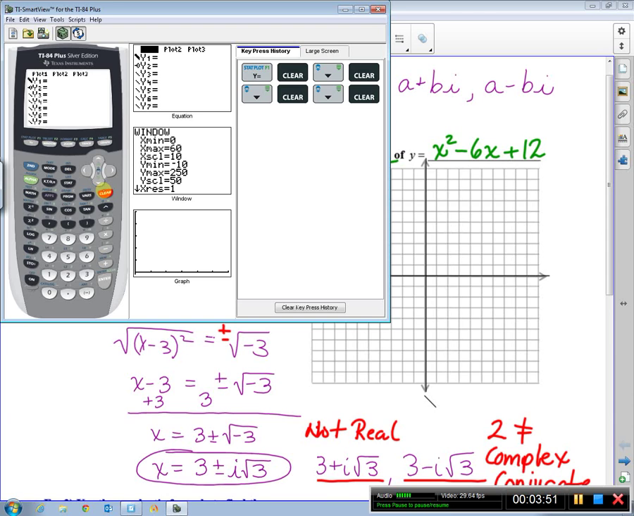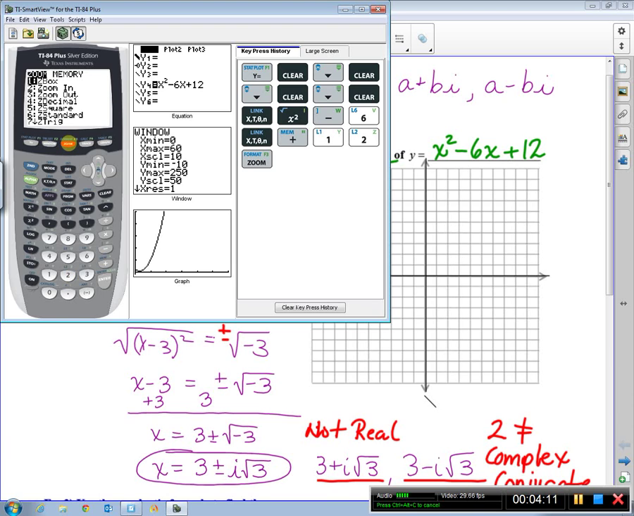All right, I can put this anywhere. I'll put it here. X squared, and I should have a pretty normal window. Let's try zoom standard. And there's our parabola. You can see it doesn't cross the x-axis, which is a good indication that our roots are not real.